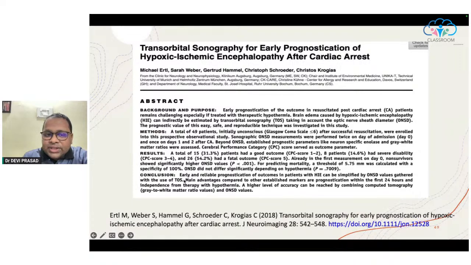values gathered with the use of TOS. The main advantages compared with other established markers are prognostication within the first 24 hours and independence from therapy with hypothermia, and a higher level of accuracy can be reached by combining computed tomography gray to white matter ratio values and optic nerve sheath diameter values.